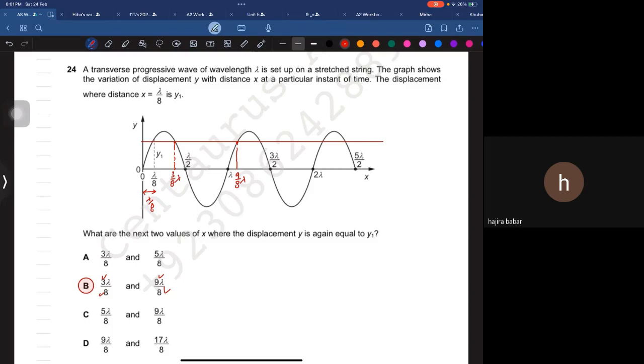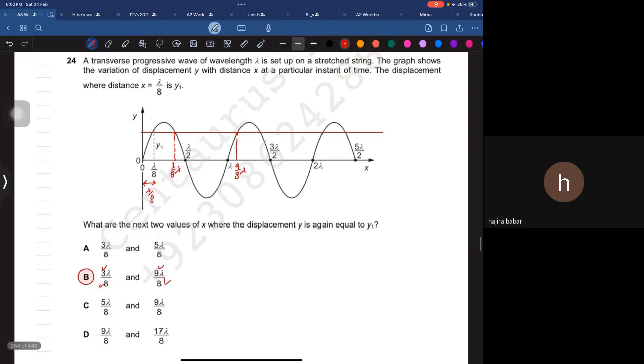Now, yes, Alameen, you want to find the same displacement. This is the displacement you've got to find. So just draw a horizontal line to check which points it basically intersects with on the wave. Those points will have the same displacement as this one. Do you understand that point?